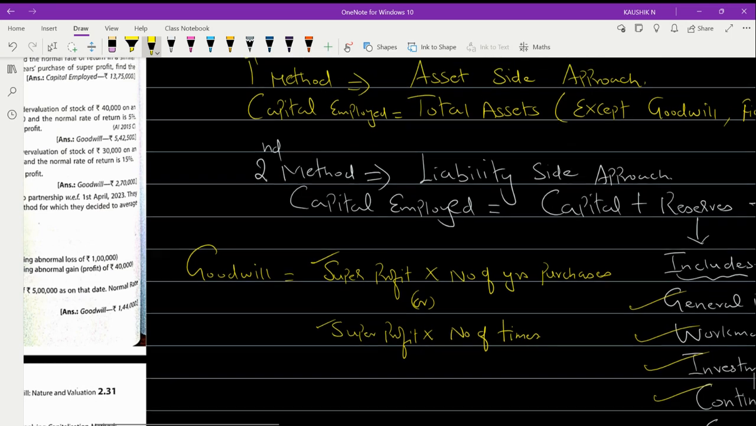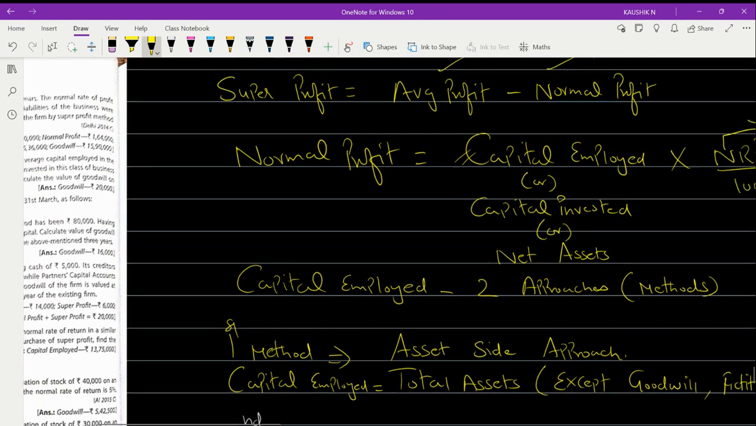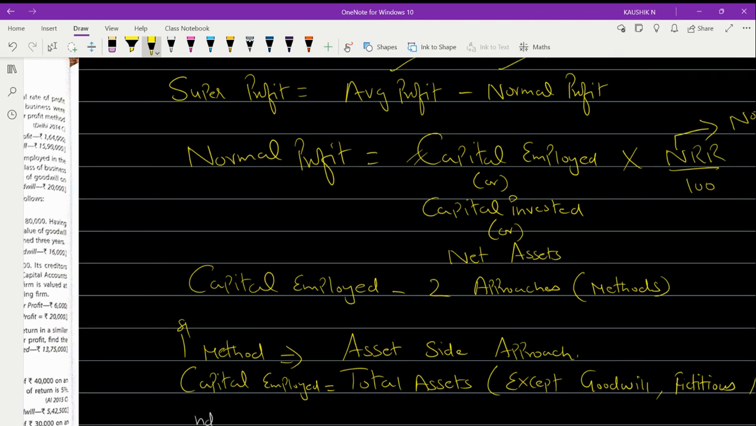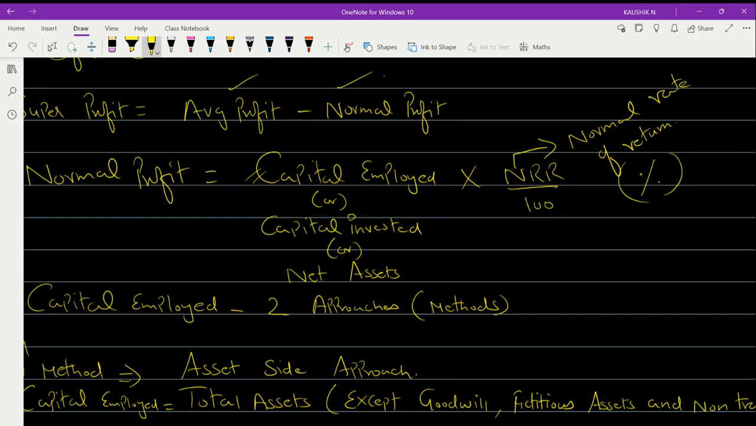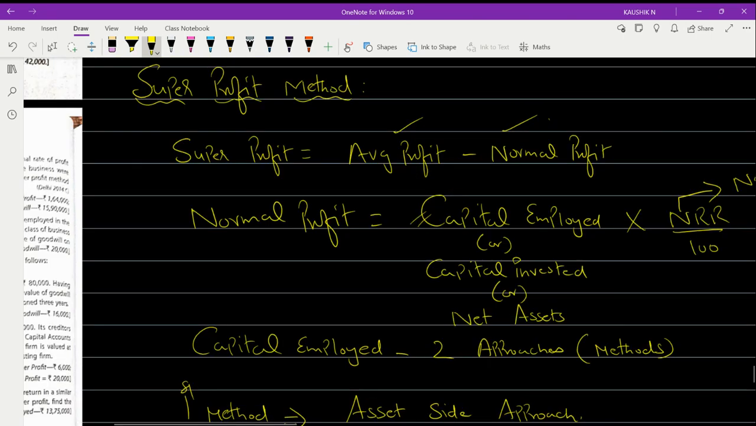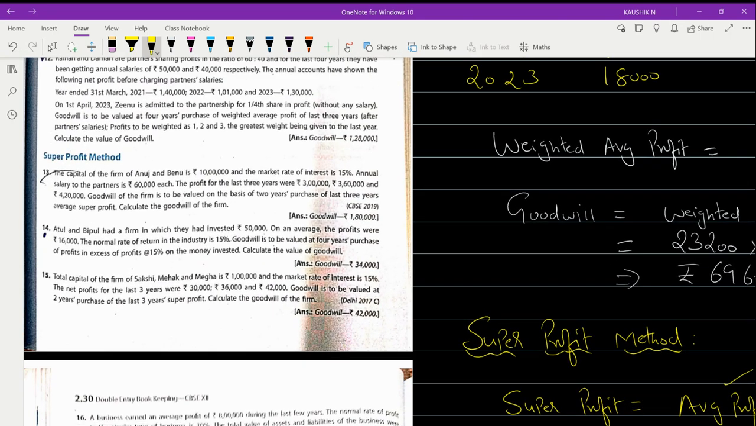Yes, sir. So this is how you'll use the formula to find out super profit, and then you will be able to complete the question. There are 3 or 4 formulas in this concept of super profit, and make sure that you remember all these formulas. It's a step by step procedure. Nothing is complicated. Everything is quite easy, right? Now, let us give an example. Let me work out 2 or 3 problems under the super profit method.